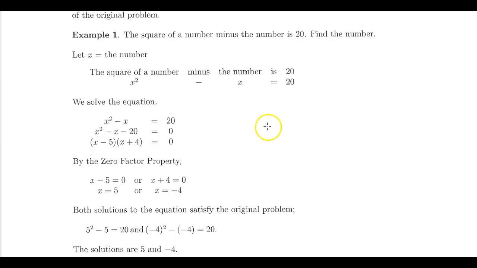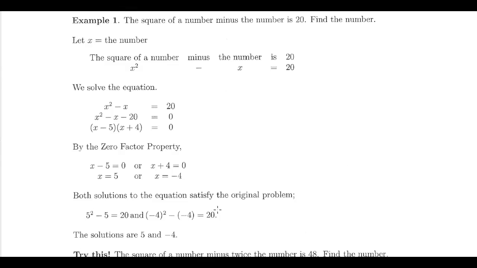If we take 5 squared minus 5, that gives us 20, because 25 minus 5 is 20. And the opposite of 4 squared minus negative 4, if we have 16 plus 4, that also gives us 20. So the solutions to this problem are 5 and negative 4.